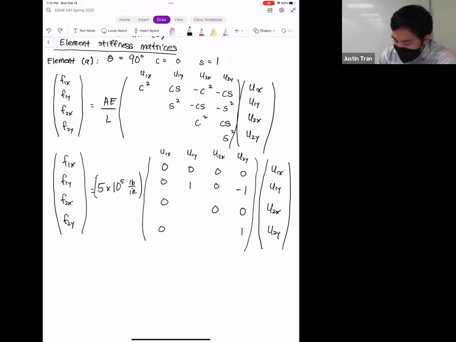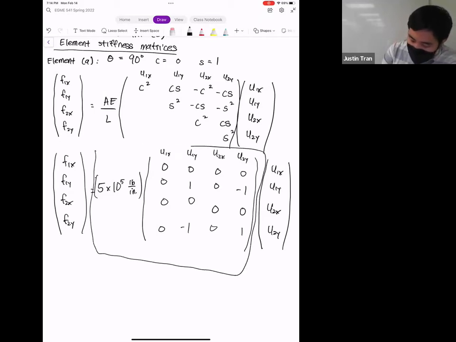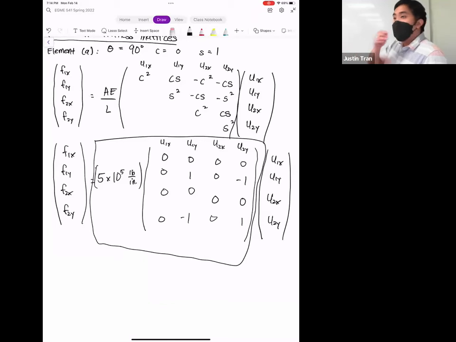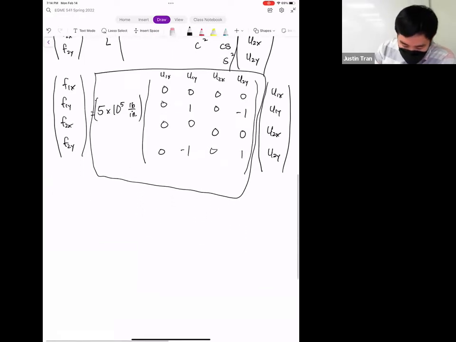Next, we have the second row, and so we have a 0 here and a minus 1 here. And then finally, for that last entry, we have a 0. Right, and so this right here, this is our element stiffness matrix for element A. Any questions on how we got this? All right, so next let's do element B.